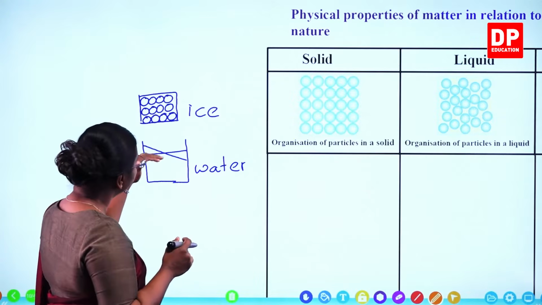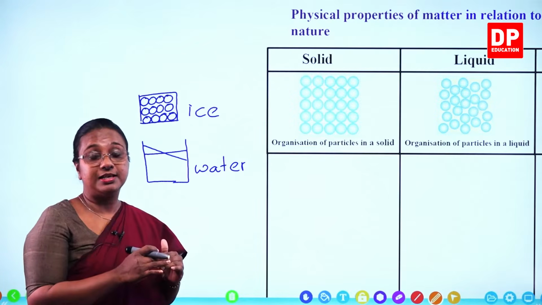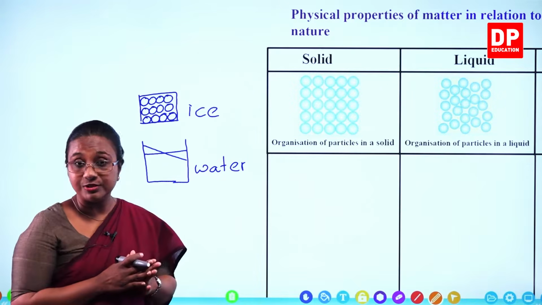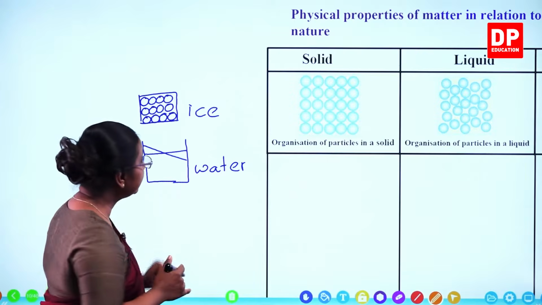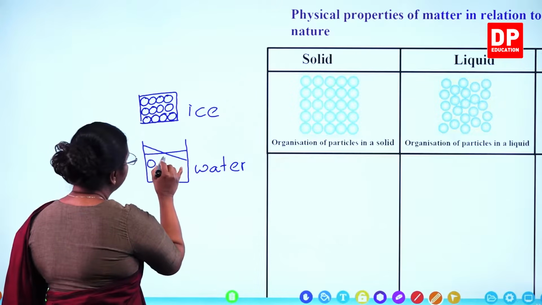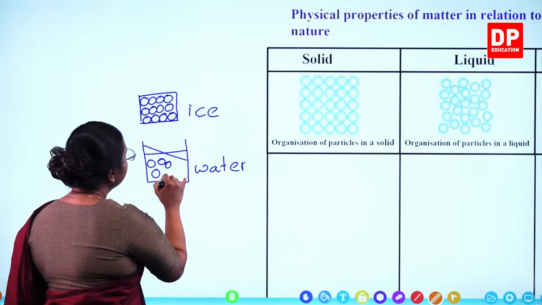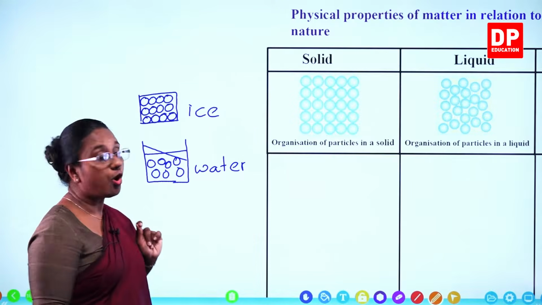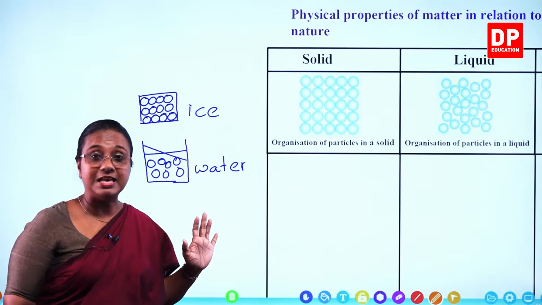Now, if you want to pour this into a smaller container, you might not be able to pour all the water into the same container. That is because water has particles somewhat randomly arranged. Unlike the ice, the solid, water, the particles are randomly arranged.